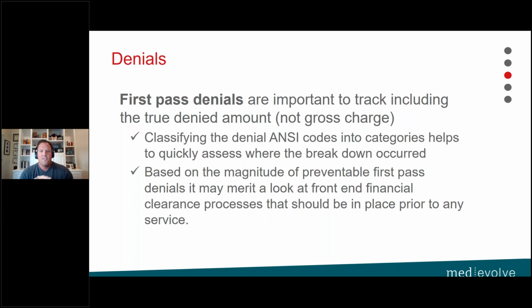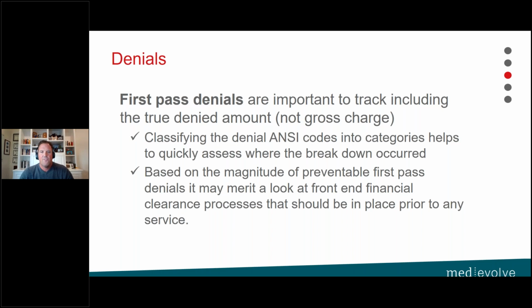The other thing that I hate is when I see denial systems that just pull the gross charge. It's, oh, you got denied, here's a gross charge. Pull the denied amount on the CPT code. Not every CPT is going to be denied all the time. So make sure that you're getting the denial date, you're getting that denial reason code, you're getting that denied amount, and that those denial reason codes, those ANSI codes, are rolled up to a classification.